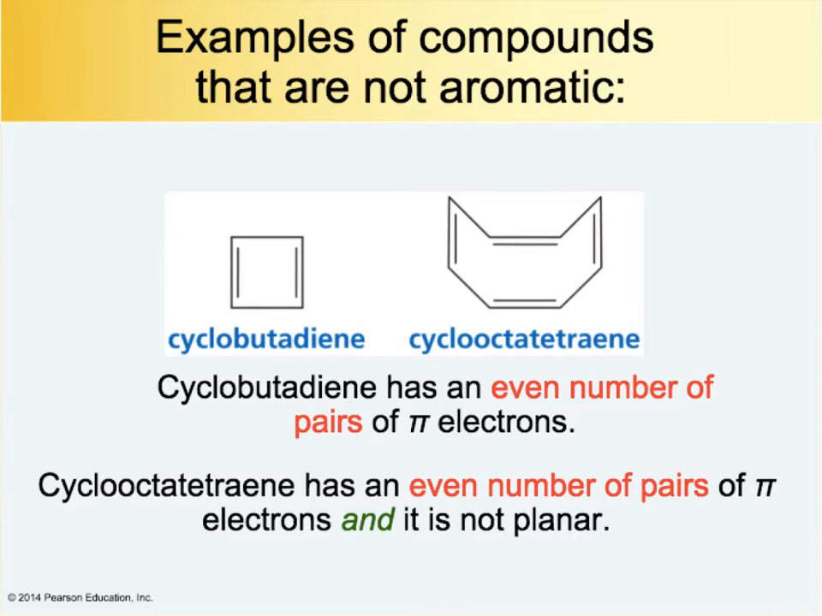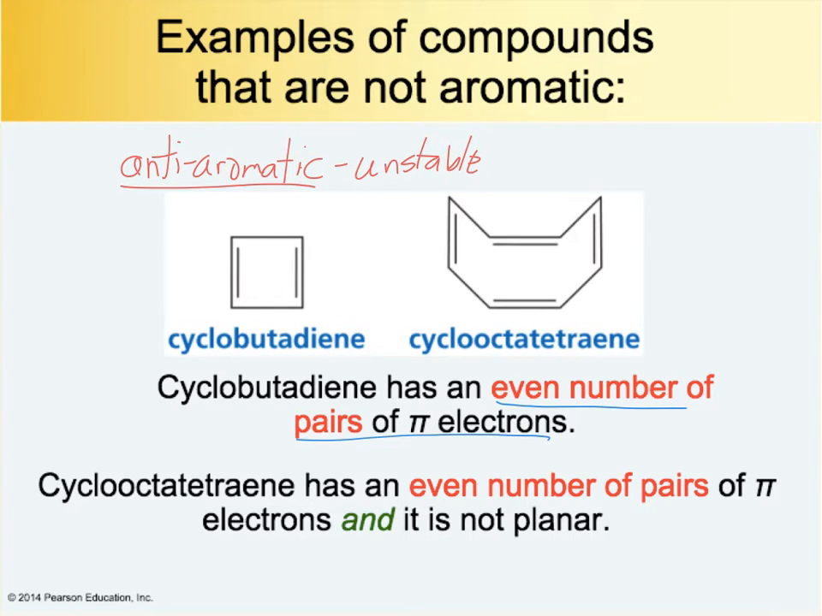Now, not everything is aromatic. Things can be something called anti-aromatic as well. Aromaticity is when something is very stable. Anti-aromatic would mean something is very unstable. So the criteria for anti-aromatic is the same as aromatic, that it has an uninterrupted pi system in a ring. But in this case, in anti-aromatic, it has an even number of pairs of pi electrons.